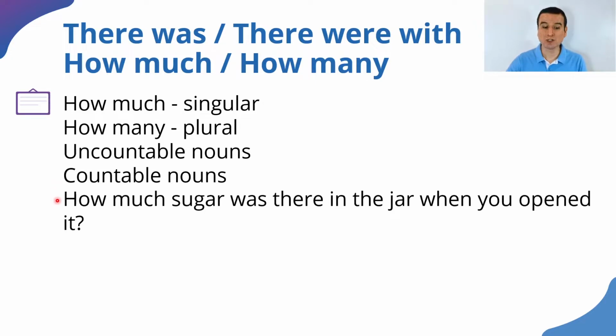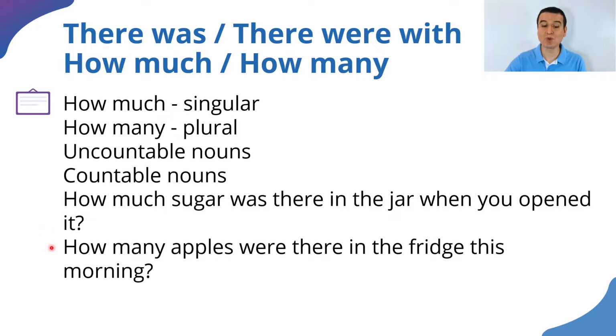How much sugar was there in the jar when you opened it? Right? Sugar is singular, it's a non-count or uncountable noun, and that's why we use how much sugar was there, by the way. How many apples were there in the fridge this morning? How many? Because it's plural, and were there because apples is plural as well. They are countable nouns. Apples is a countable noun.